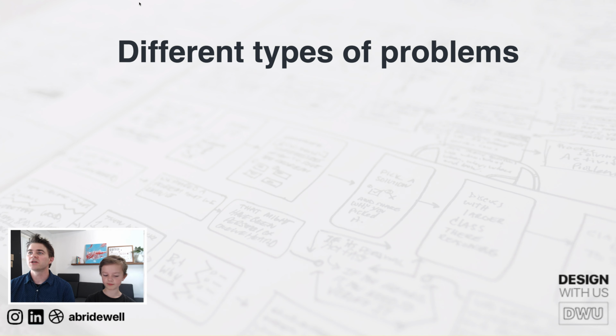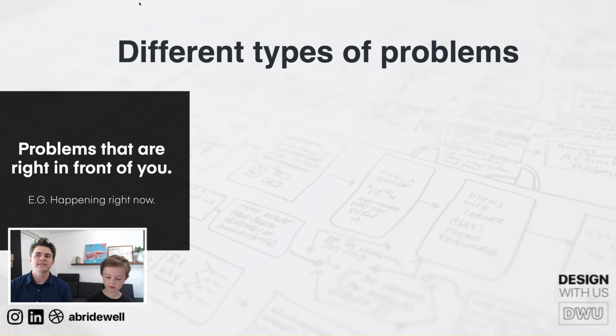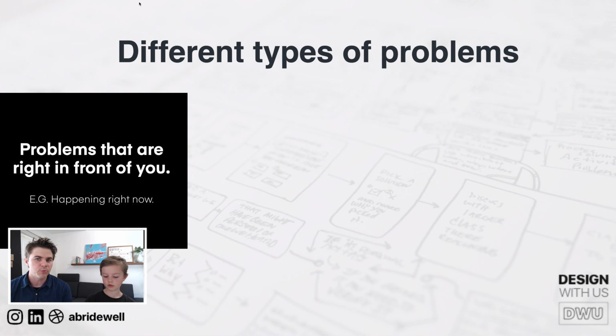All right. So there are a couple of different problems that I want to talk to you about real quick. So one is the problems that are right in front of you. These are problems that are happening right this second. So for example, let's say you realize that you have a dog, and this dog is chewing on all your sticky notes, and it happens over and over and over. That's happening right in front of you. You have a couple of ways to solve that problem right away.